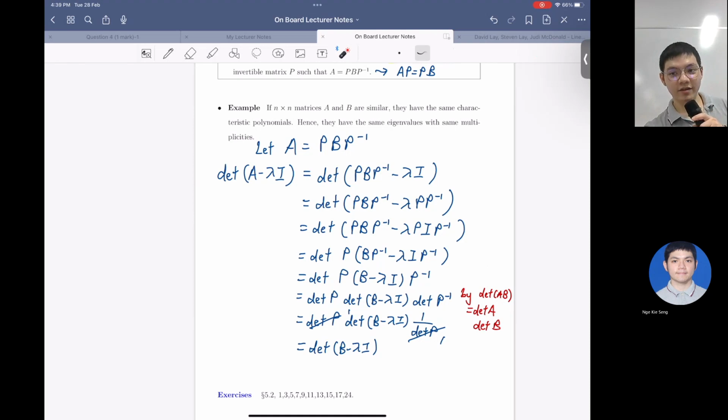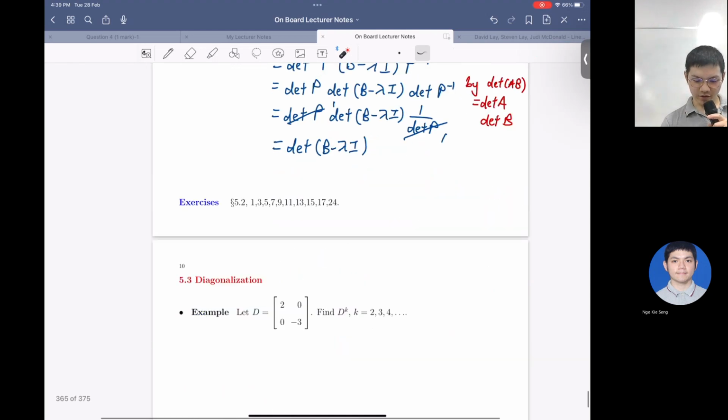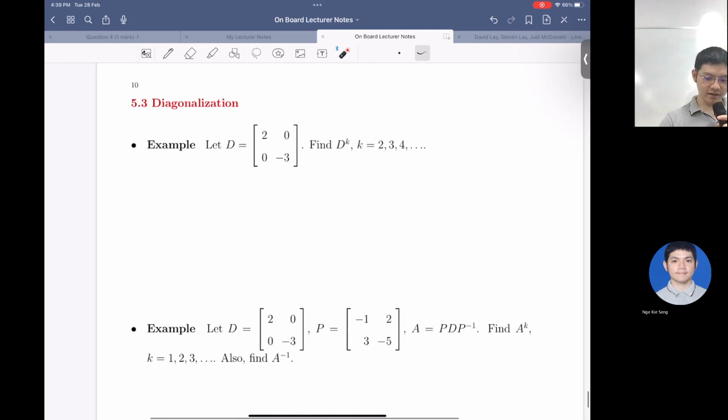Maybe you think, why is it so troublesome to do this? Actually, it has a very good application. Soon we will see. You may think there's much more work here, because you want P inverse as well. I only have A, and dealing with one A is enough. But later we'll see that when B is diagonal, this is very useful. Then we will go into the next part, which is diagonalization.